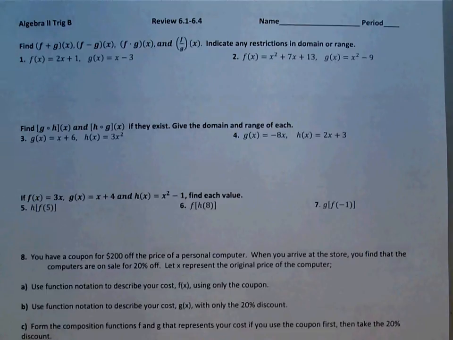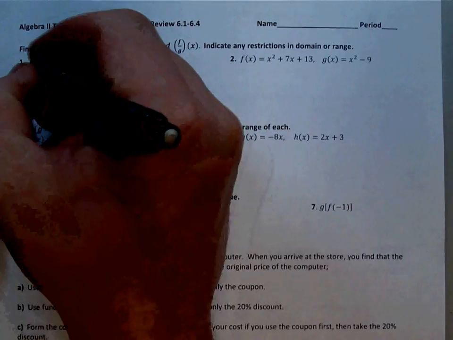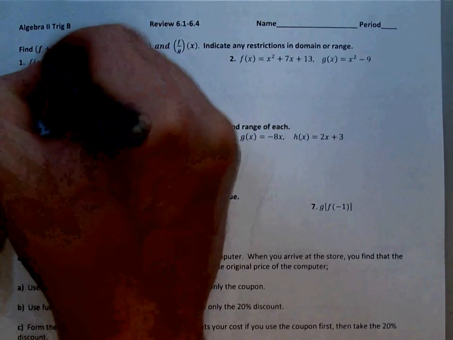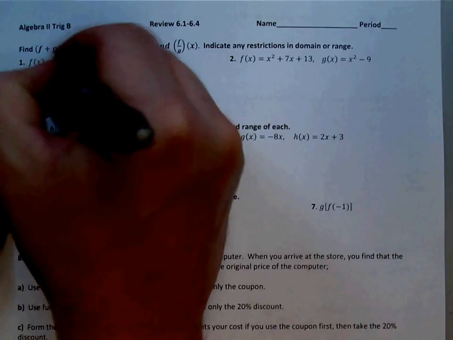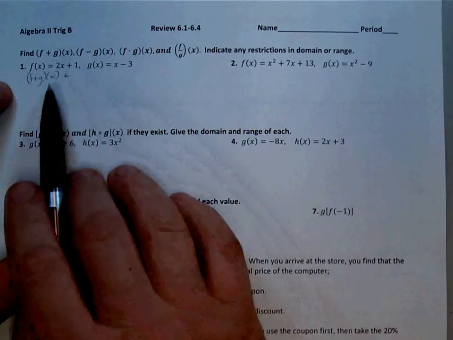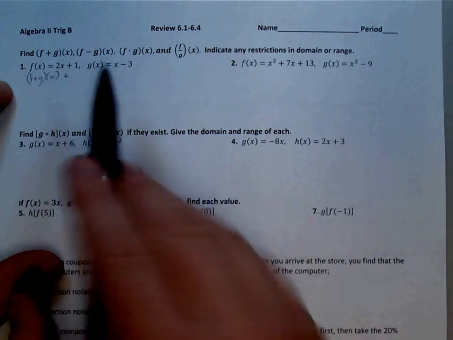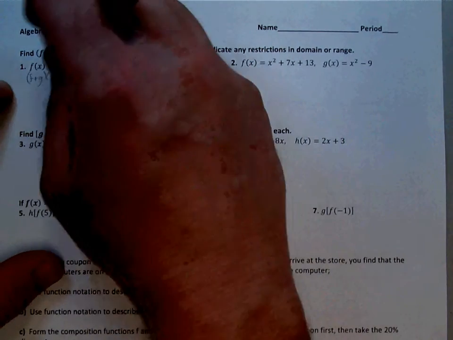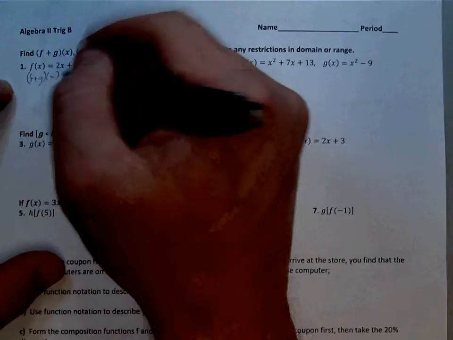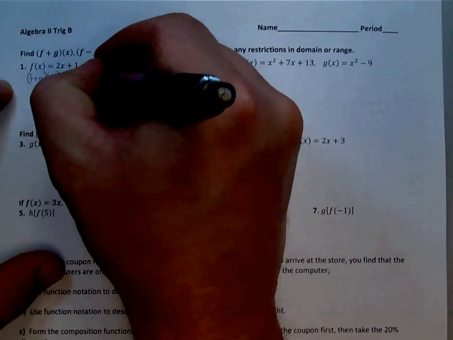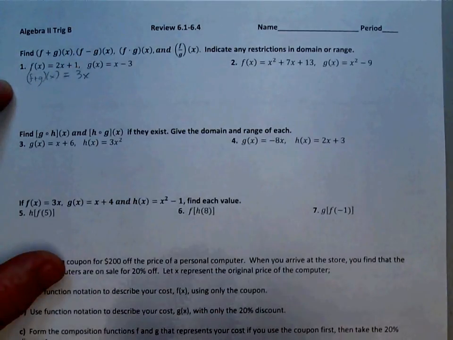Okay, number 1, we have to do operations of functions. So if we start with the f plus g of x, I will simplify the like terms together. So 2x plus 1 plus x minus 3. 2x plus x is 3x. 1 plus a negative 3 is negative 2.